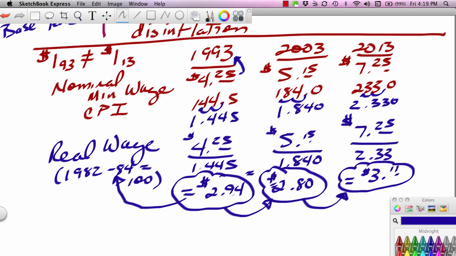So what we see is we can use price index data to adjust nominal data to real data. And that's one of the most important uses of price index data. So let me very quickly review. I want to wrap this lesson up. We've already gone on quite a long time.